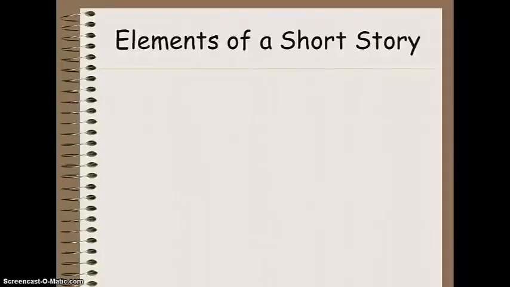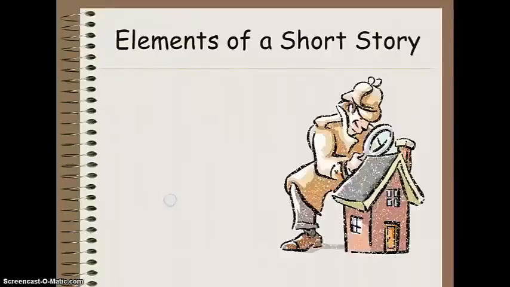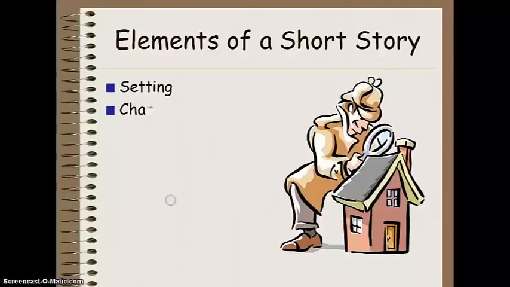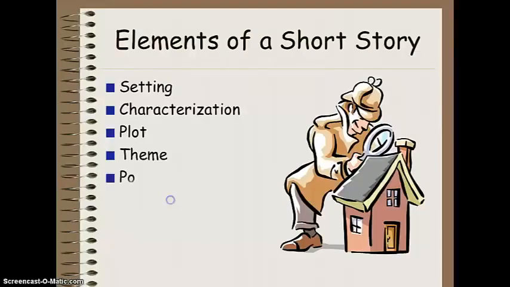So to recap, the 5 elements of a short story are setting, the time, the where and the when of the story; characterization, how the author makes the characters come alive; plot, which is the series of events that the characters go through; theme, which is the message of the story, or sometimes it's a moral; point of view, the way the story is told, whether it's told from the first person, I or me, or third person, he or she. These 5 elements make up the short story.